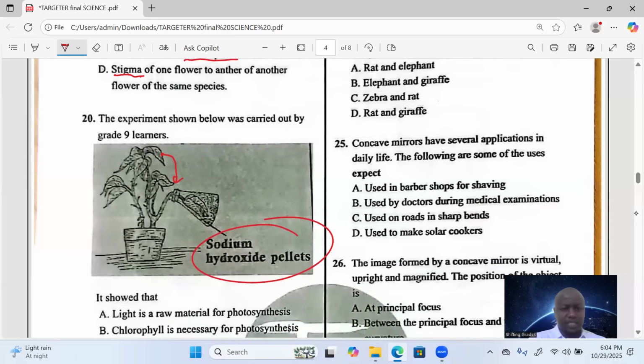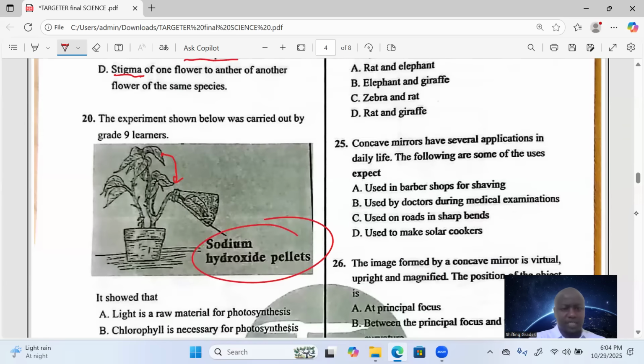This one is an application of the convex mirror. The driving mirrors are the convex ones, because of the wide field of view, and also to manage big spaces like supermarkets. Used as solar concentrators. Very true. Solar cookers. Very true. Therefore, this is the exceptional use. That one is not for concave mirrors.